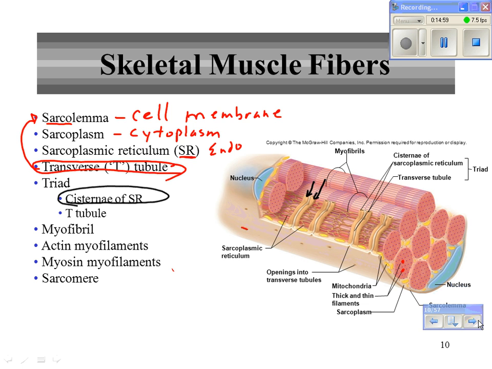So together, the two cisternae along with the transverse tubule make up what we call a triad. So 1, 2, 3: one tube, two tube, three tube, we call that a triad. That T tube along with those two cisternae make up a triad, and they're going to be really important in terms of having a muscle contraction and sustaining a muscle contraction.